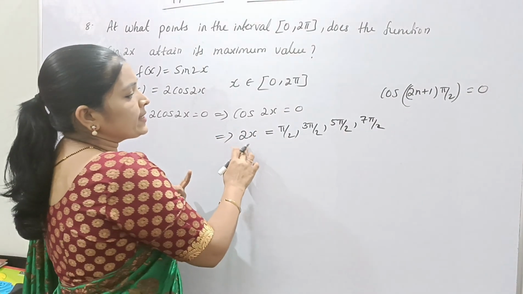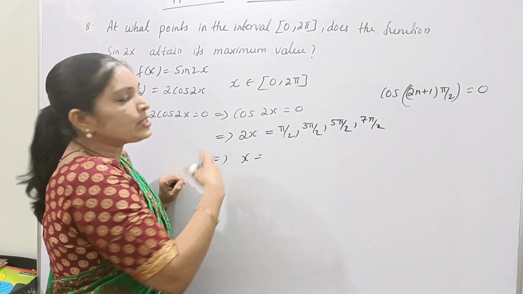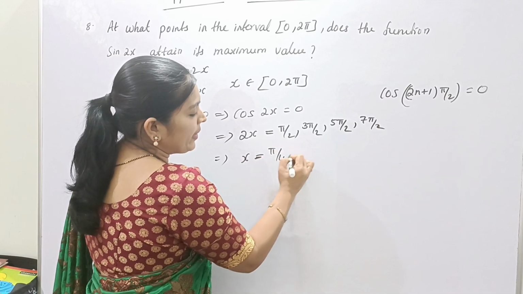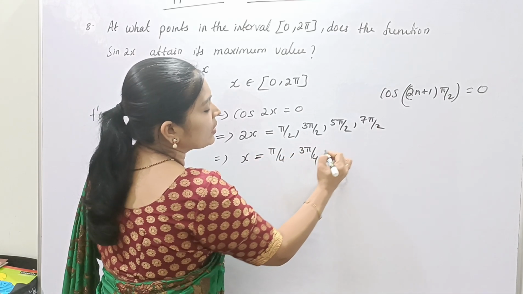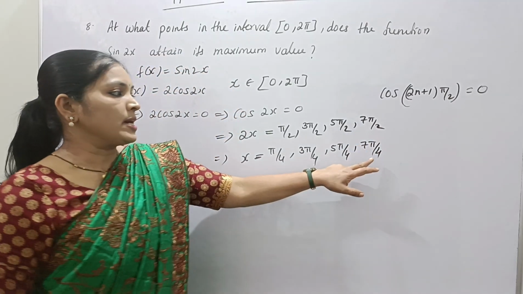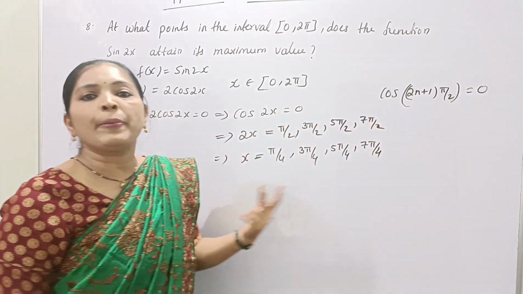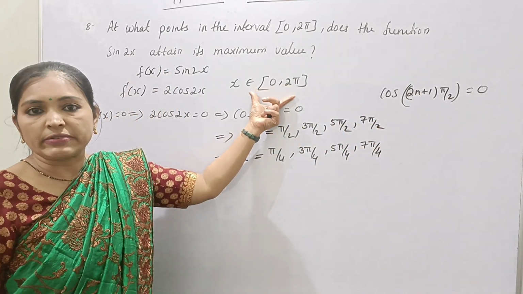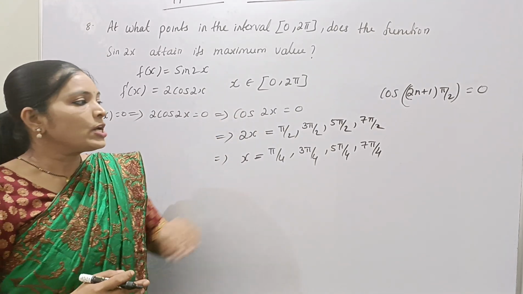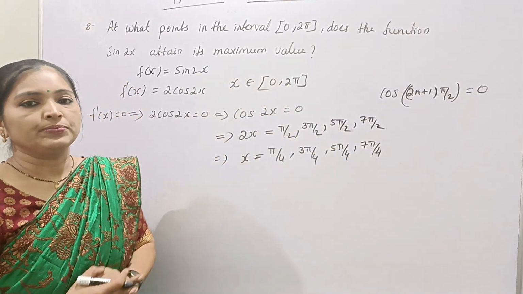Okay, so because it is 2x, this implies x is equal to, here x belongs to the closed interval 0 to 2 pi, pi by 4, 3 pi by 4, 5 pi by 4, 7 pi by 4. See, if we write 9 pi by 2, it will be 9 pi by 4. It does not belong to this interval, because we know that 2 pi is nothing but 8 pi by 4, right? So these values belong to this interval, okay?